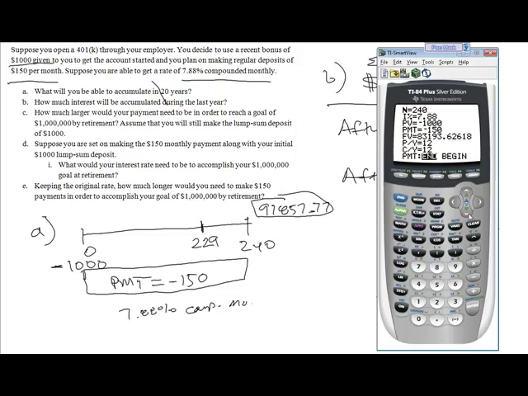Okay, so 240 months is retirement, 7.88% compounded monthly, $1,000 initial deposit, $150 monthly deposit, and we want to know, in order to accomplish a goal of $1 million, that's what we want as an outflow, how much larger would your payment have to be? So we want to calculate what this payment would be in order to have an initial deposit of $1,000, make regular payments, and earn $1 million. So your payment would actually need to be substantially larger. It would need to be $1,714.92. So really a big difference there.